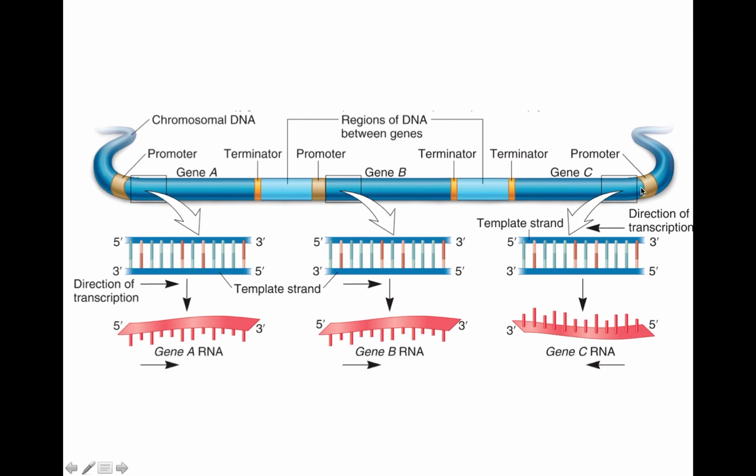For gene C, we have a promoter that is on the right-hand side. So here, the direction of transcription is from right to left. The 5' end is on the right and the 3' end is on the left. So the other strand of the DNA molecule for this gene is the template strand.